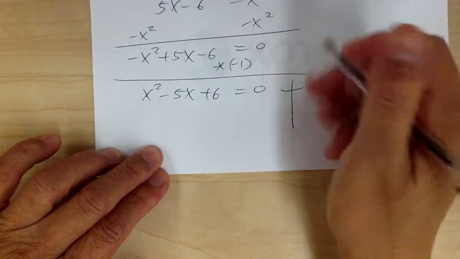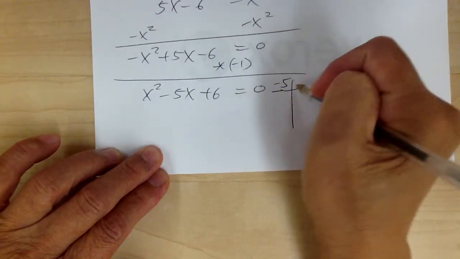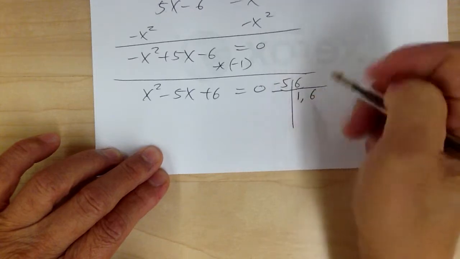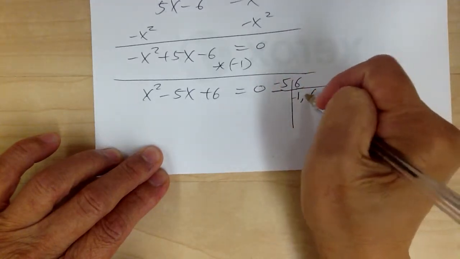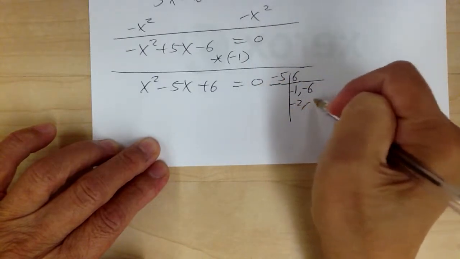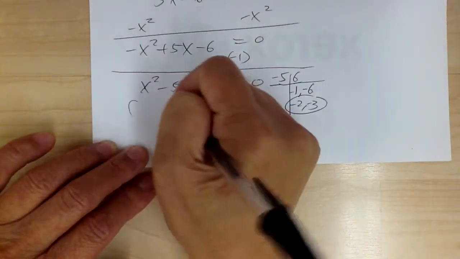So you do the product and sum. So you got negative 5 and 6. So you got 1 comma 6. But to get negative, you need to get both negative. So negative 1, negative 6, no good. Negative 2, negative 3. So this is the one that's good.